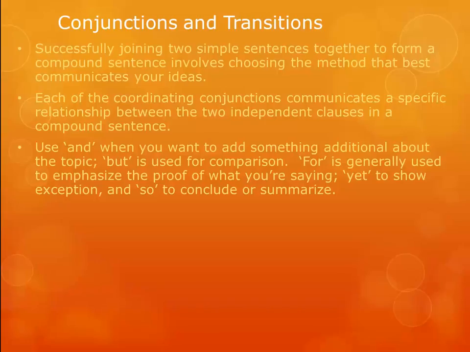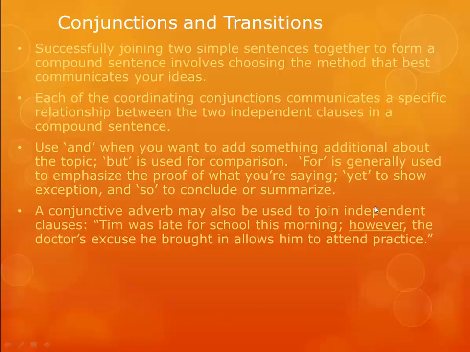We use the coordinating conjunction but to show comparison. For, to emphasize the proof of what you're saying. Yet, to show exception. So, to conclude or summarize. Each one of those 7 has a specific purpose when it's used in a compound sentence. You can't just slap a comma and a coordinating conjunction between two independent clauses and call it good, because remember that the role of writing, the goal of writing, is to communicate effectively, and that just won't work if you're not considering the relationship between the two simple sentences.